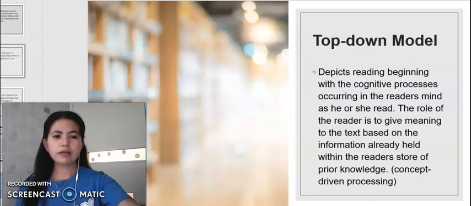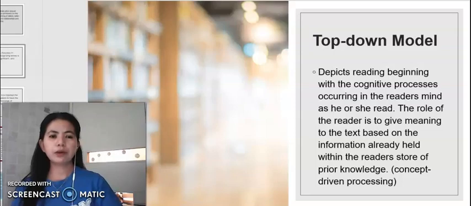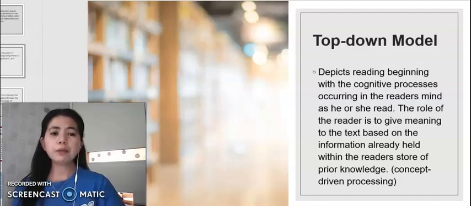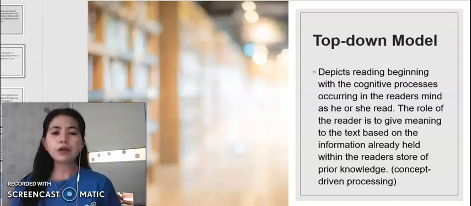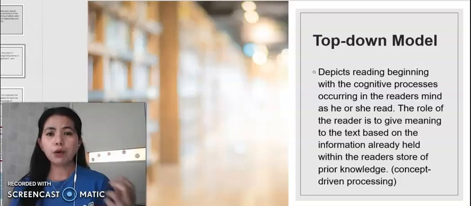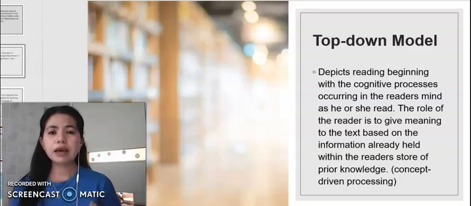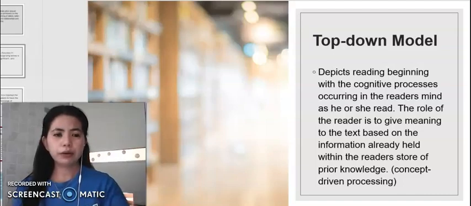The next model is the top-down model. It depicts reading beginning with the cognitive processes occurring in the reader's mind as he or she reads. The role of the reader is to give meaning to the text based on the information already held within the reader's store of prior knowledge. The top-down model is also called concept-driven processing. So the reader in the top-down model will get the meaning of what he has read because he has a background knowledge about the meaning of the word.